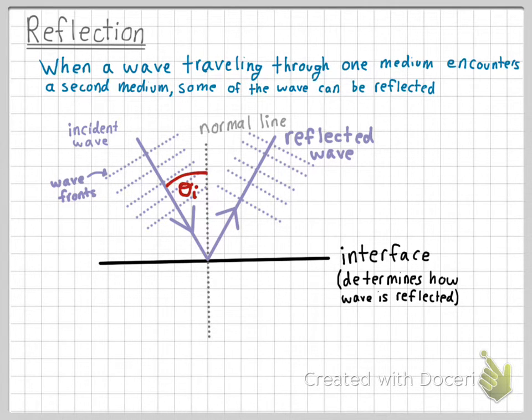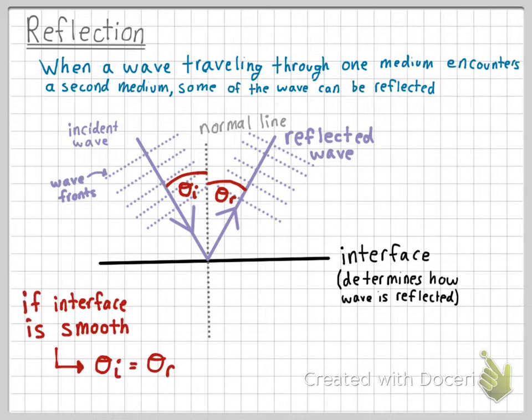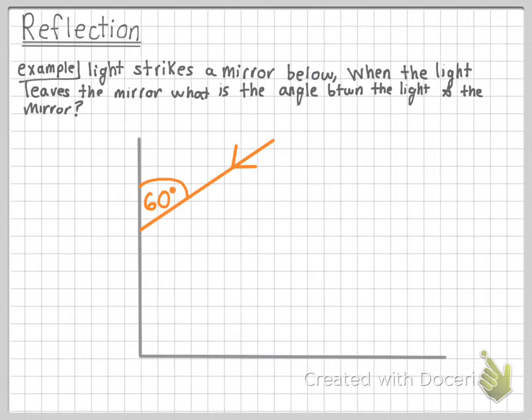We call the angle between the incident wave and the normal line the incident angle, denoted theta sub I, and we call the angle between the normal line and the reflected wave the reflected angle, denoted theta sub R. If the interface is smooth like a mirror, the incident and reflected angle will be equal to one another. So let's do this example.